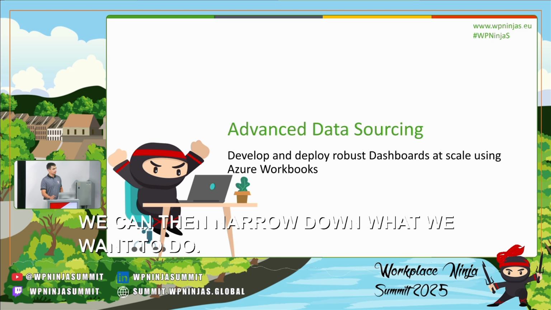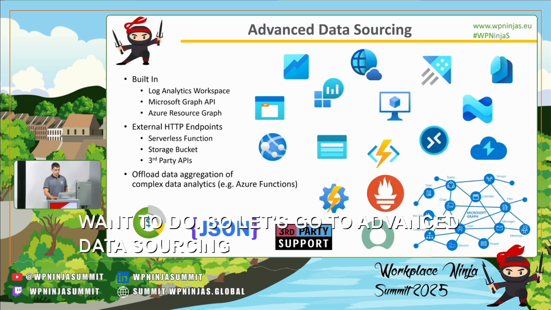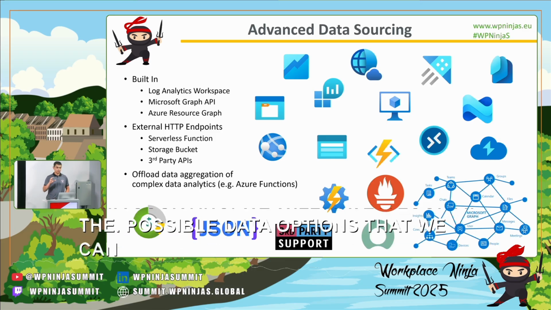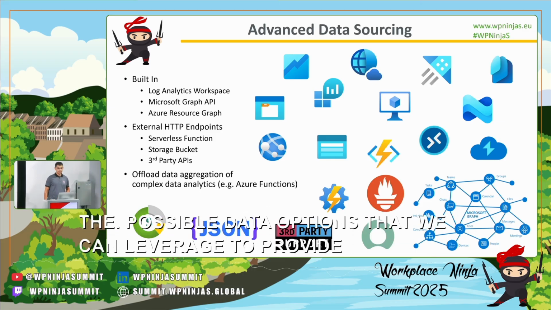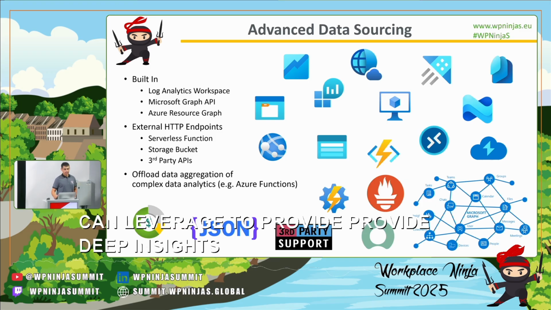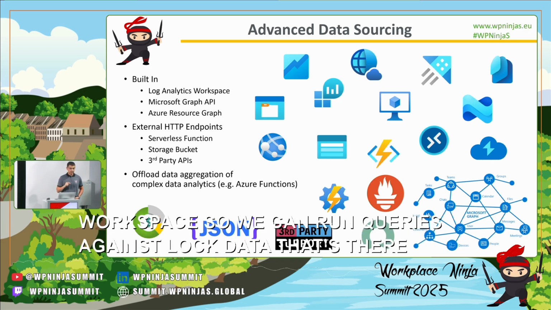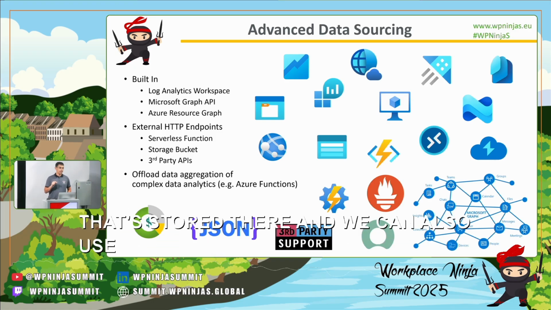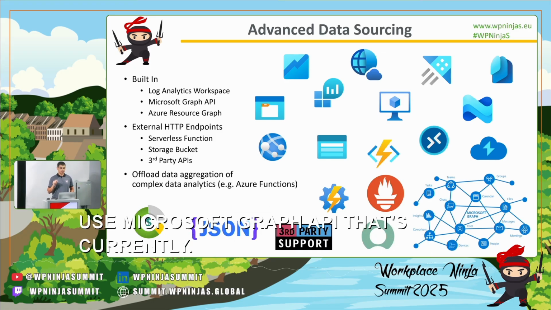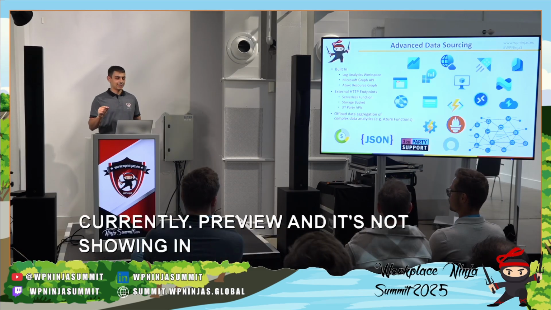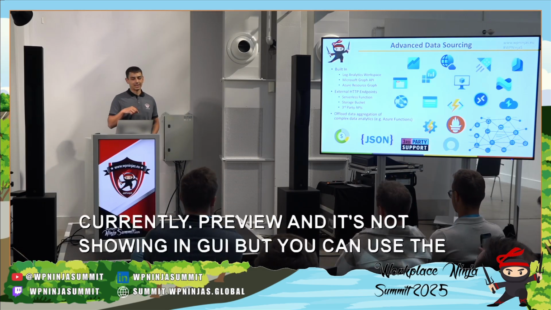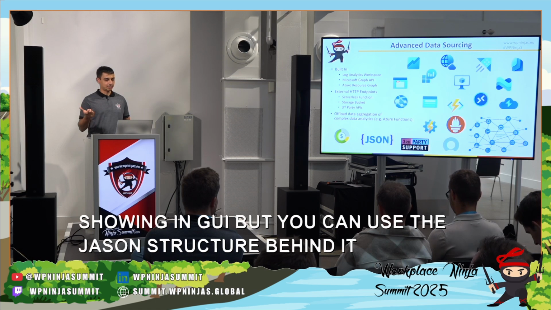So let's go to advanced data sourcing. We will have a look at the possible data options that we can leverage to provide deep insights. Built in, we have the capabilities from Log Analytics Workspace, so we can run KQL queries against log data that's stored there. And we can also use Microsoft Graph API that's currently in preview, and it's not showing in the GUI, but you can use the JSON structure behind it to leverage these capabilities.